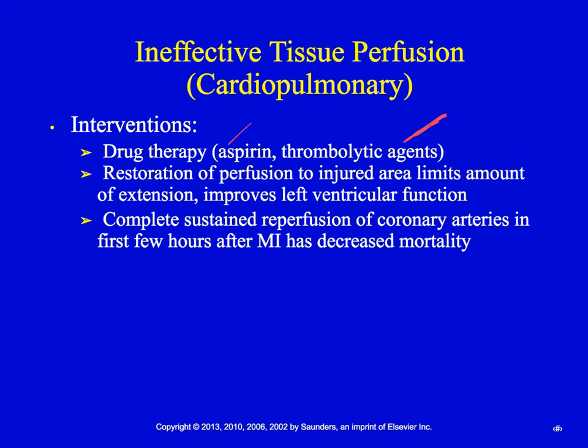Restoration of perfusion to the injured area limits the amount of extension and improves left ventricular function. So with all of these meds together, if needed, we might have to go to the cath lab to get that restoration of perfusion to that injured area. And of course, the sooner we do that, the better off your patient outcomes are going to be.